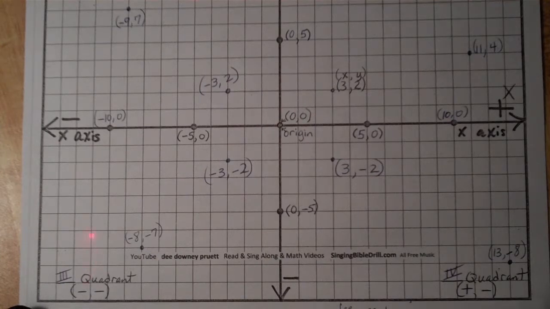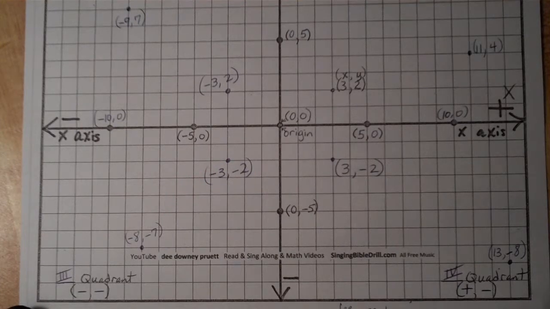In the third quadrant, both numbers are negative. If we wanted to locate the point -3, -2, starting at the origin, -3 along the x-axis in the negative direction, -1, -2, -3, and then -2 along the y-axis would be -1, -2. So that point, -3, -2, is in the third quadrant.